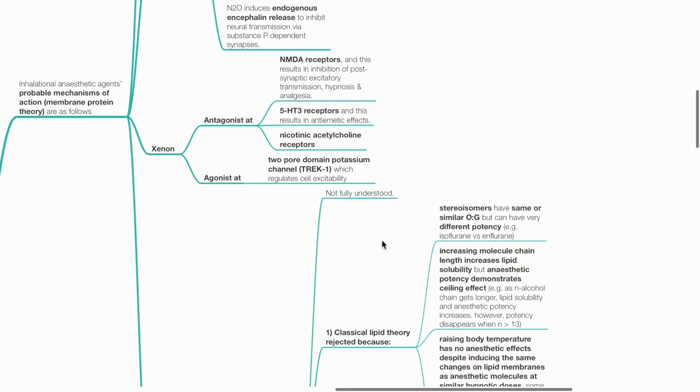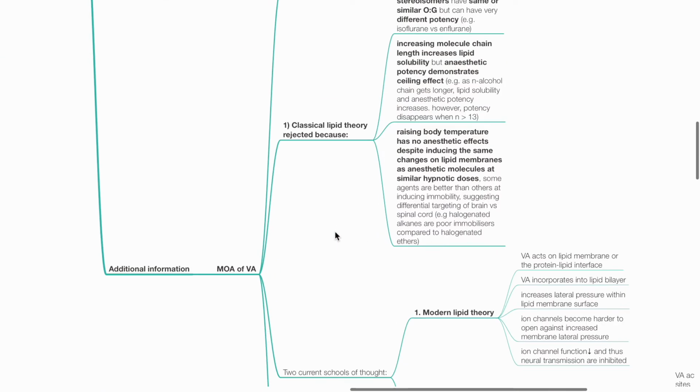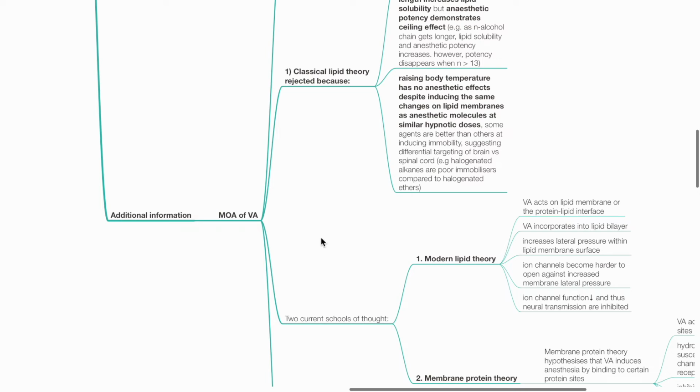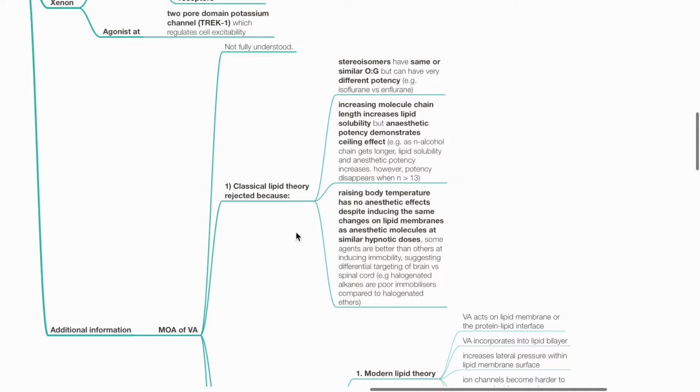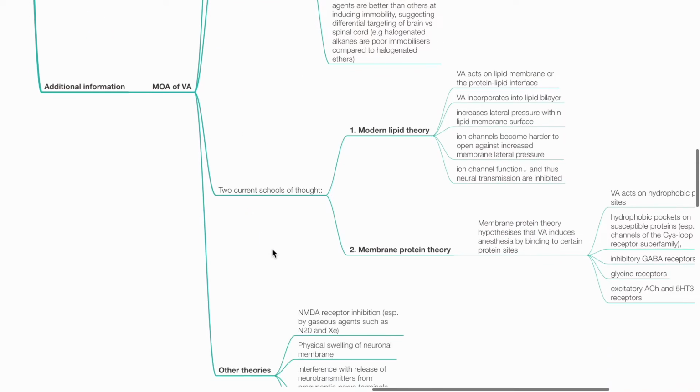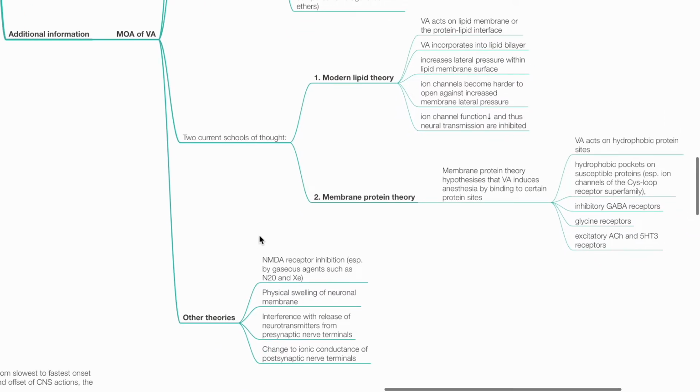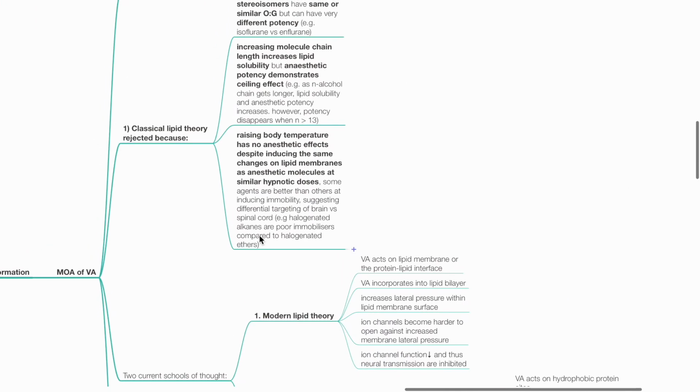Xenon is an antagonist at NMDA receptors, 5-HT3 receptors, which results in antiemetic effects, and nicotinic acetylcholine receptors. Xenon is an agonist at 2-pore domain potassium channel, which regulates cell excitability. Additional information. Mechanism of action of volatile anesthetics are not fully understood. Theories include classical lipid theory, modern lipid theory, membrane protein theory, and other theories, which are included here for completion.